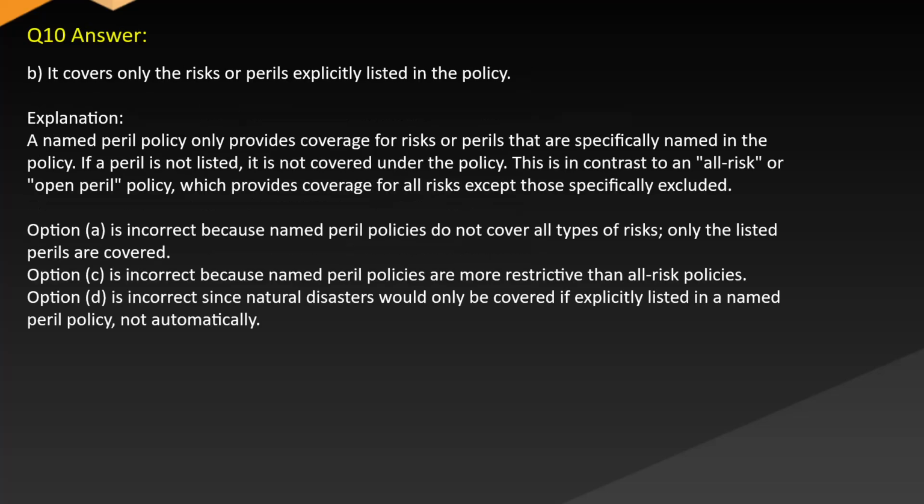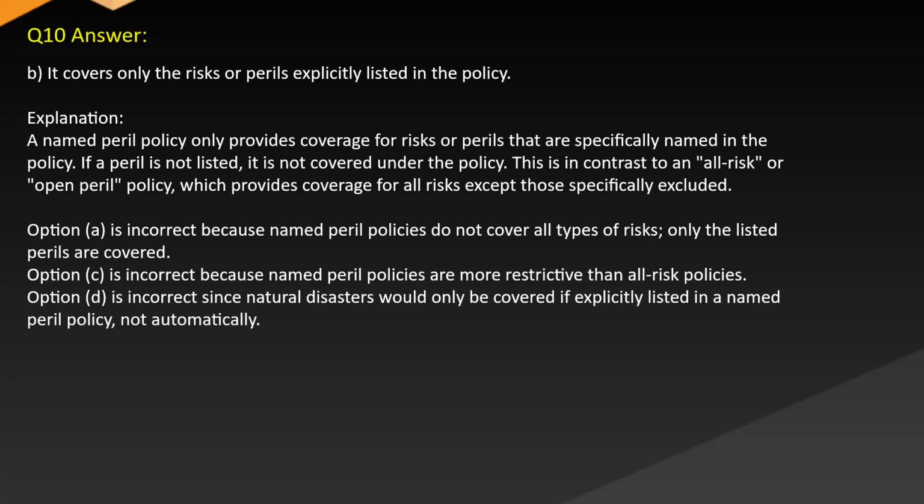Answer B. It covers only the risks or perils explicitly listed in the policy. Explanation: a named peril policy only provides coverage for risks or perils that are specifically named in the policy. If a peril is not listed, it is not covered under the policy. This is in contrast to an all-risk or open peril policy, which provides coverage for all risks except those specifically excluded. Option A is incorrect because named peril policies do not cover all types of risks.